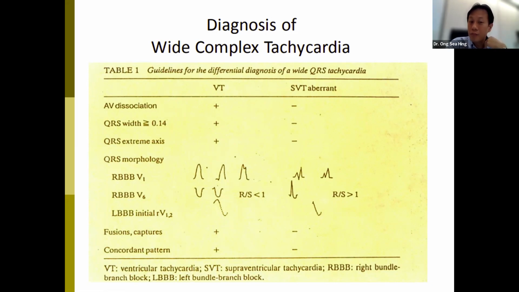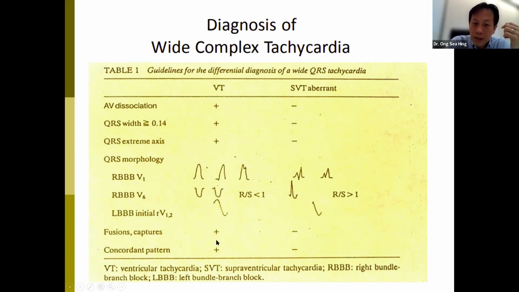An easy way for me is, if it looks like right bundle branch, it's probably SVT. If it has an image of right bundle branch, but it doesn't look like a typical right bundle branch, then it is more likely a VT. And similarly for left bundle branch.